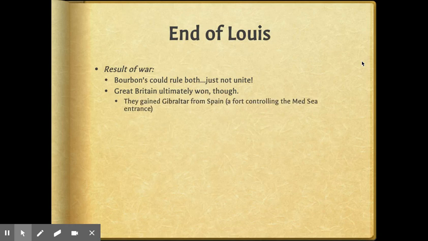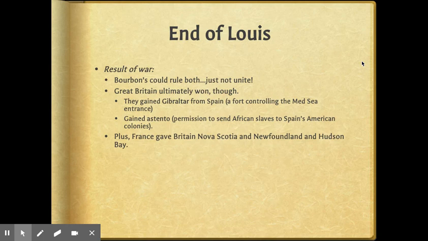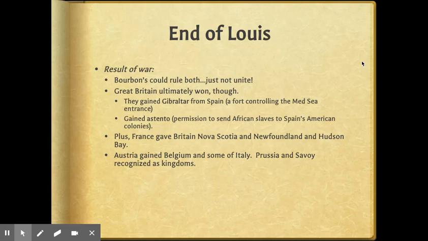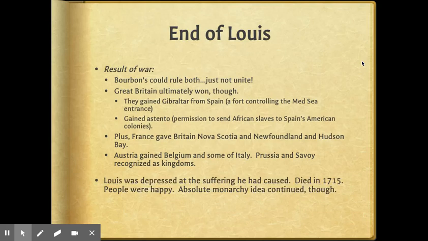But Great Britain really is going to emerge at this point. They randomly gain some land from Spain. They gain the right to send African slaves to Spain's American colonies. And France is going to give some of Canada to Britain. So Britain, by winning this war more or less, is going to emerge as easily the most powerful kingdom. But don't tell France and Spain that, because they're going to continue to think they are.